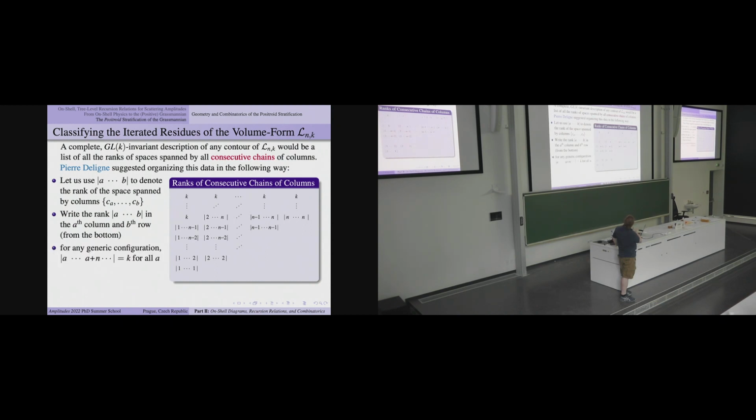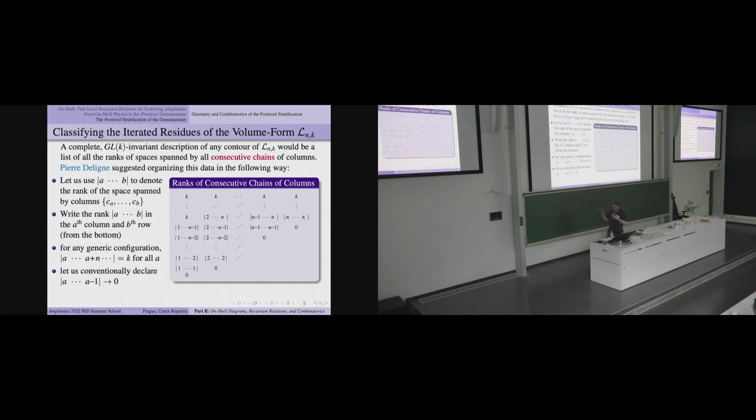So for example, it makes sense to talk about the span from column 1 up to 0, the predecessor of column 1, which is an empty list. Empty lists always have rank 0. So we got a bunch of zeros down here along this diagonal. We have k's forever up here, and this whole thing periodically repeats along this diagonal strip here. Okay, so whatever this data is, it clearly classifies any residue of this differential form that we care about.